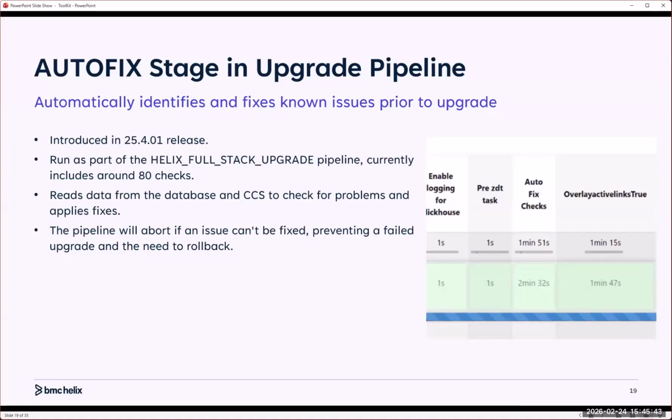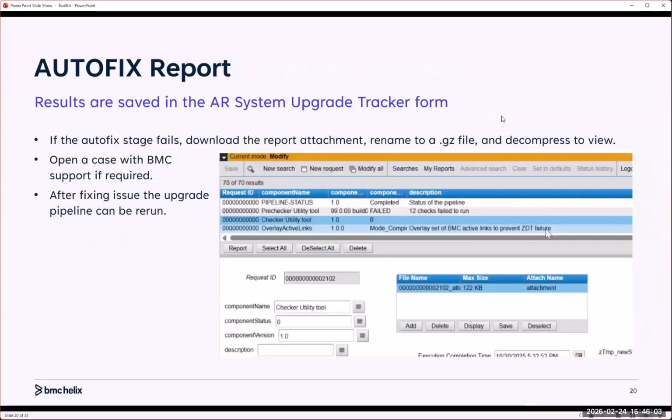If it finds something it can't fix, the pipeline will abort. You can have a look at a log, talk to BMC, or fix the problem yourself if you can, before you rerun the pipeline. So by doing this up front, it prevents you getting so far into the process that you have to back out and roll back things to try and fix them.